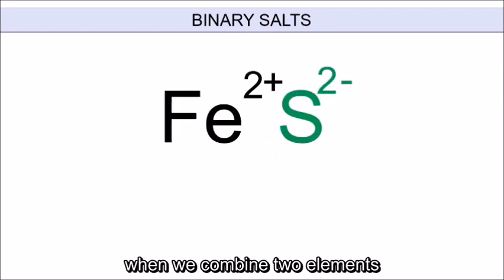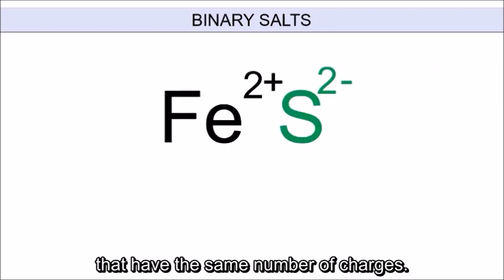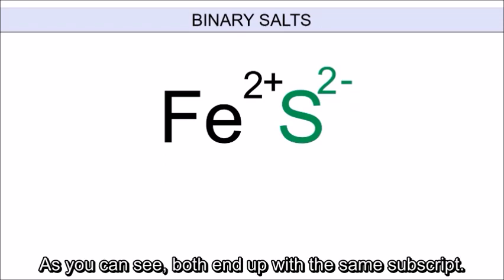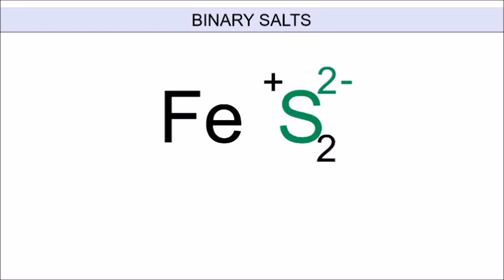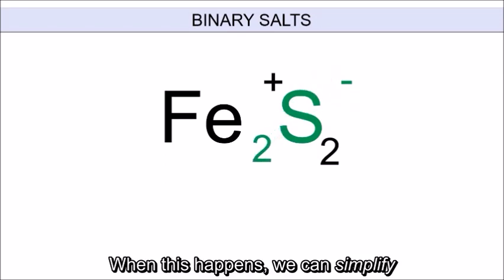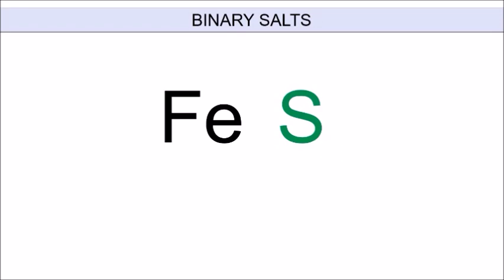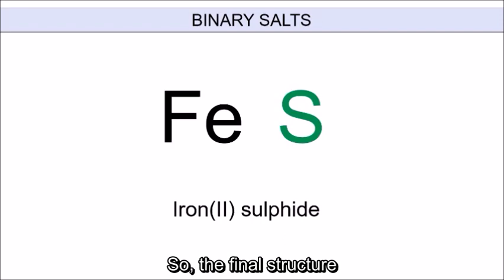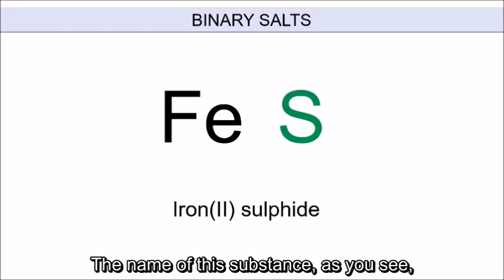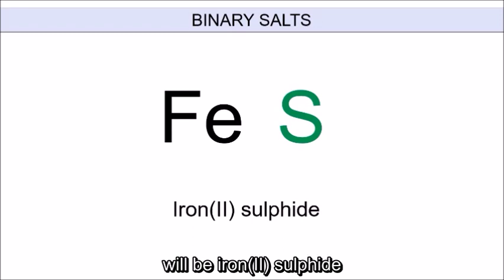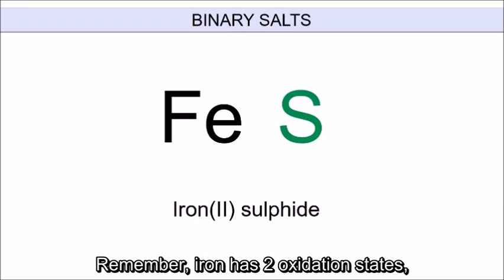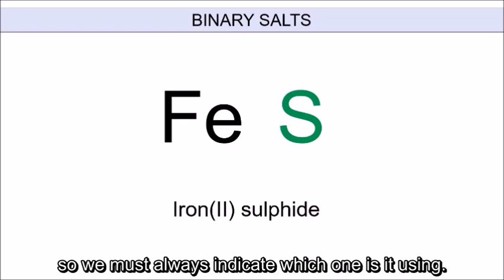Something funny happens when we combine 2 elements that have the same number of charges. As you can see, both end up with the same subscript. When this happens, we can simplify. In this case, we divide by 2. So, the final structure contains an atom of iron for each atom of sulfur. The name of this substance, as you see, will be iron 2 sulfide. Remember, iron has 2 oxidation states, so we must always indicate which one is being used.